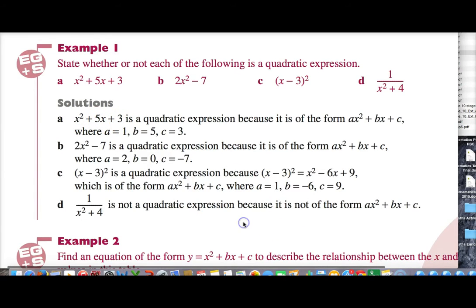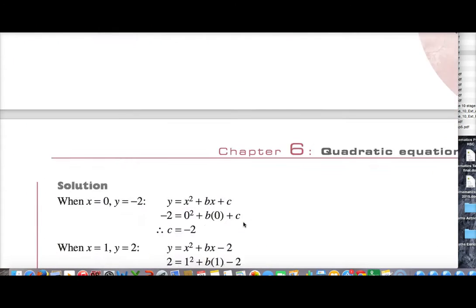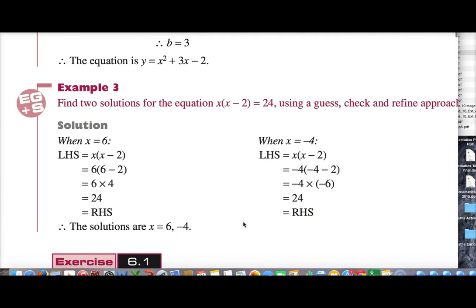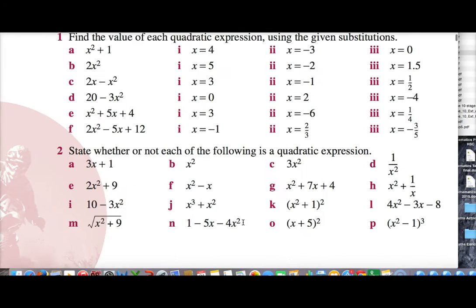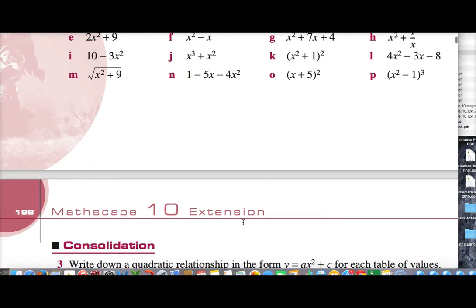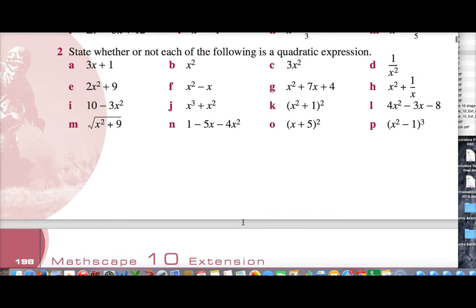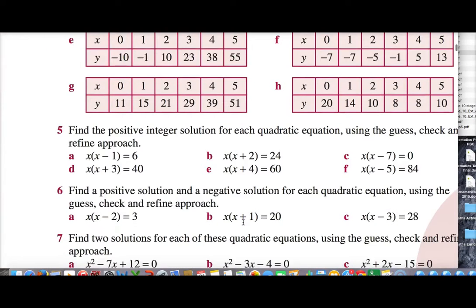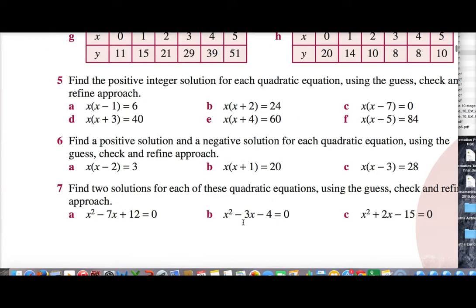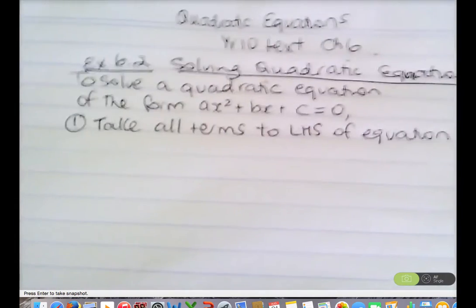All right, I'm going to just do some examples. Okay. You know what? You don't need to copy those examples. You'll be able to do the exercise on your own by just looking back. Right, I want to do some questions from Exercise 6.2, solving quadratic equations.